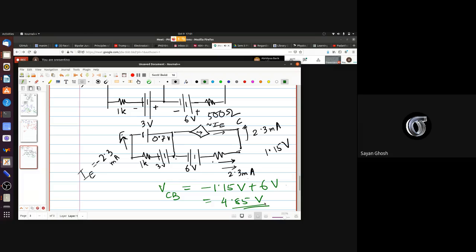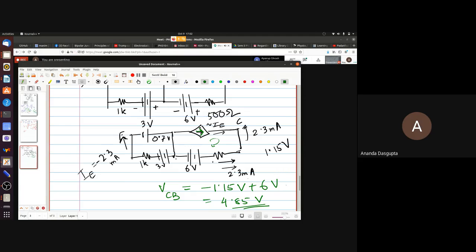In the right section, shouldn't current flow clockwise? In this section, you mean current should flow this way? That's because of this arrow, right? Yes, sir. But that arrow tells you what? That the current in that arrow is IE. IE is negative. But I got it, sir. Yeah, this is something you have to be careful about.